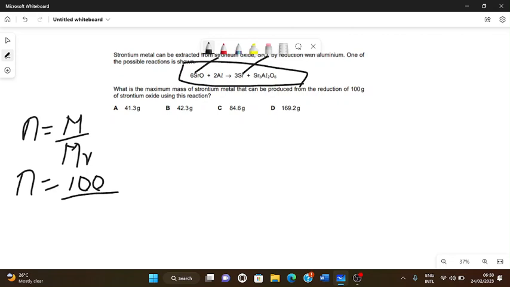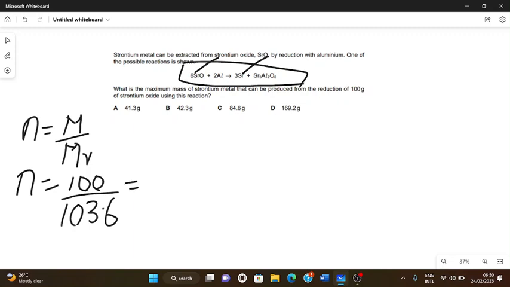So look at our periodic table. From our periodic table, the relative atomic mass of strontium is 87.6, and the relative atomic mass of oxygen is 16. So we'll add the two. I'm going to use my calculator now. 87.6 plus 16, you'll be getting 103.6, which is the molar mass of strontium oxide.